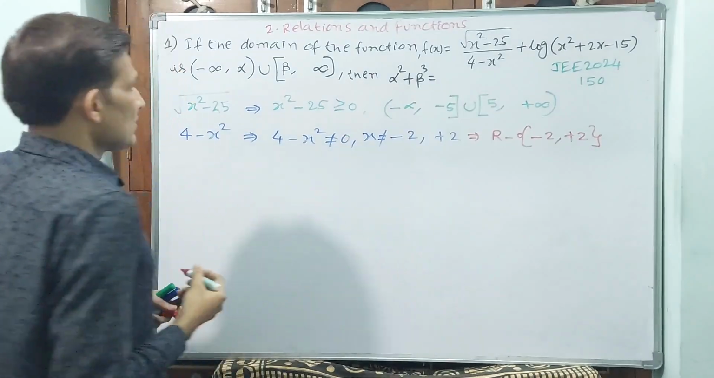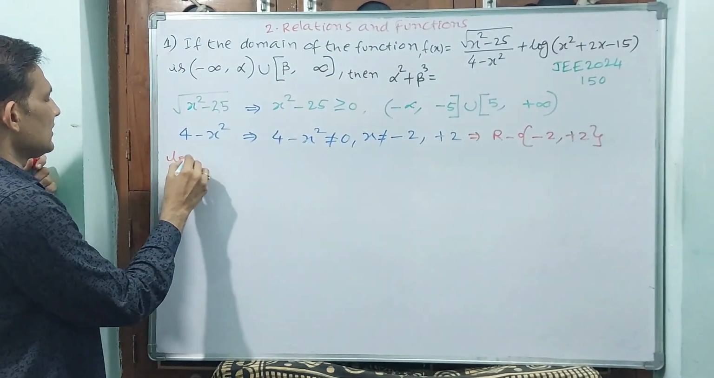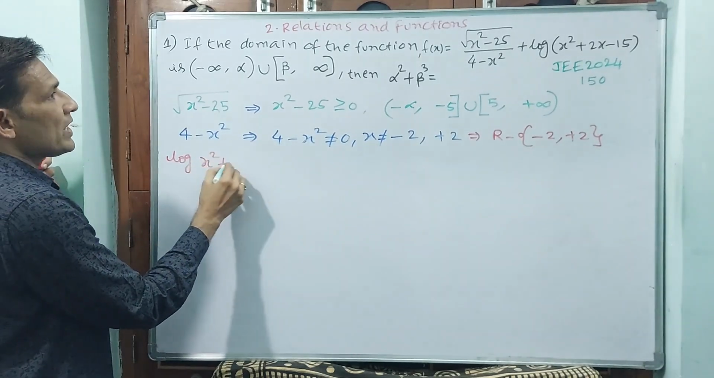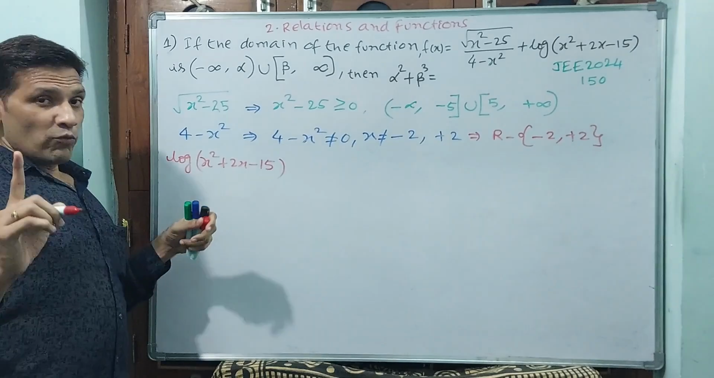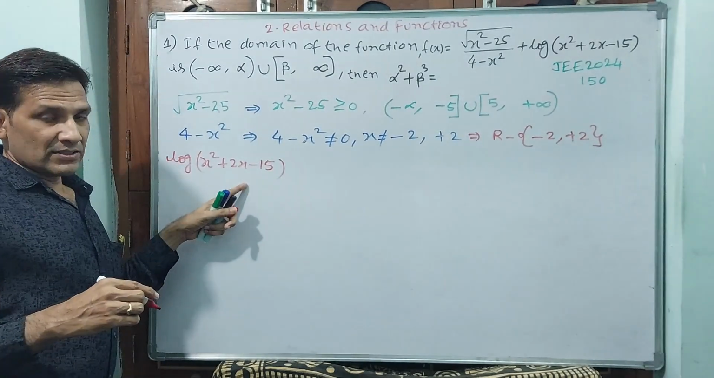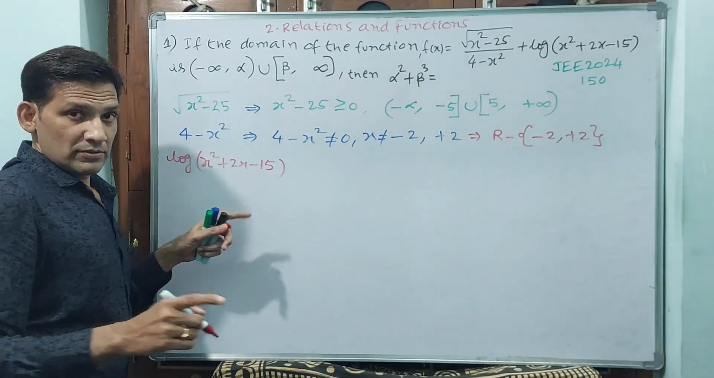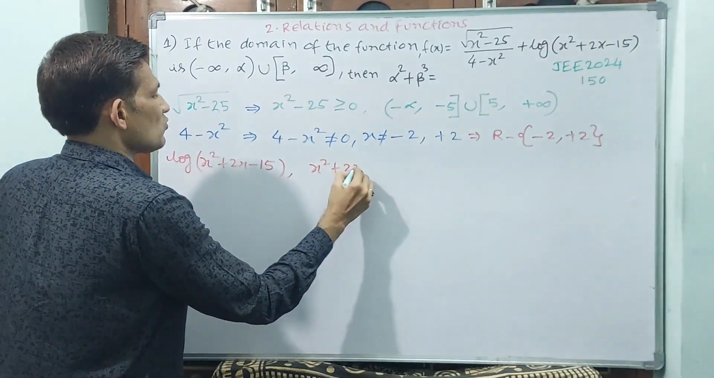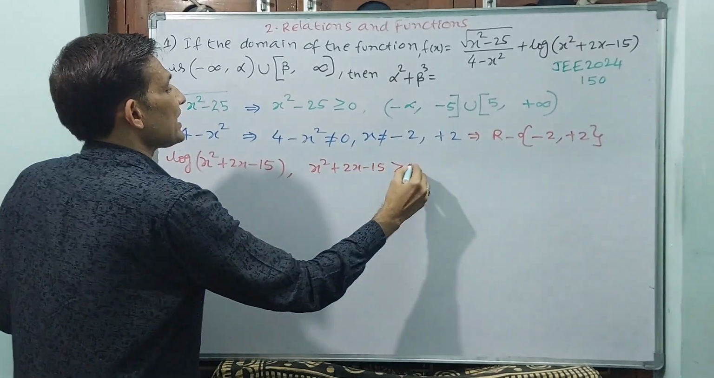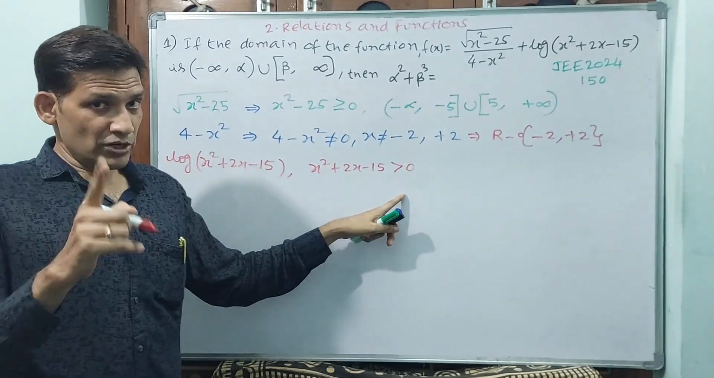Now I am seeing the third one, log of x square plus 2x minus 15. We know one thing: for log, the input should be greater than 0, not even 0. That means x square plus 2x minus 15 should be greater than 0. Here equal to 0 is not there. Keep that in your mind.